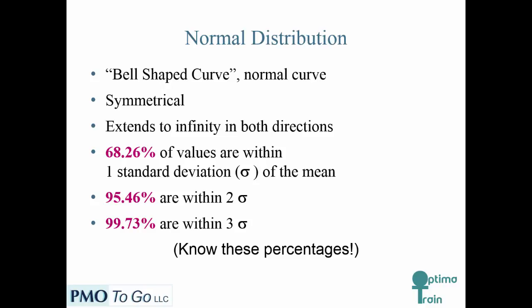A useful characteristic of the normal distribution is that 68% of the observations fall within one standard deviation of the mean, 95% fall within 2 standard deviations, and 99% fall within 3 standard deviations. Learn these percentages for the test.